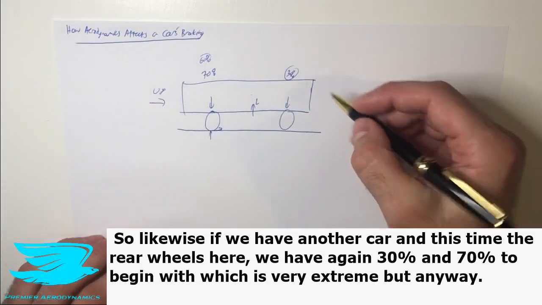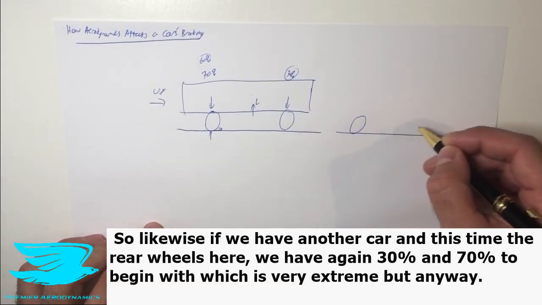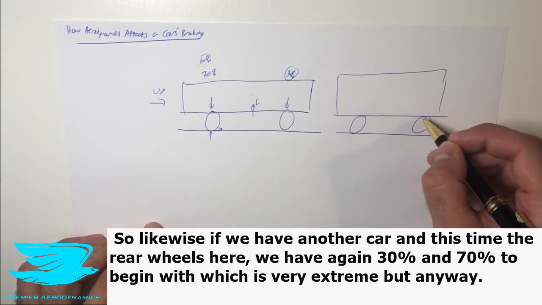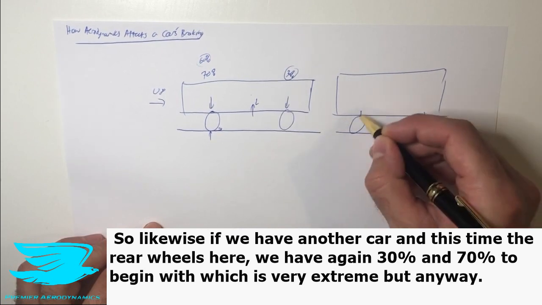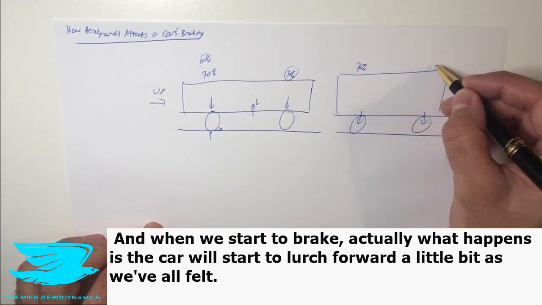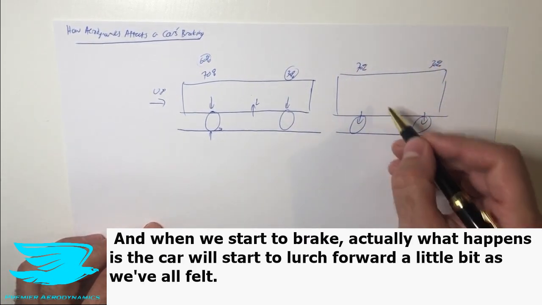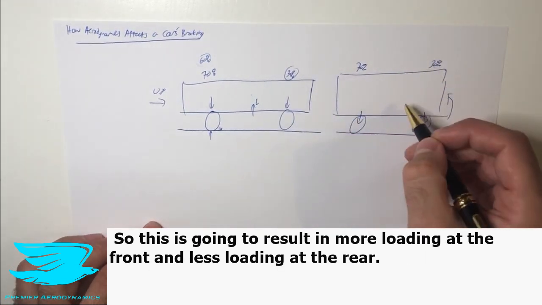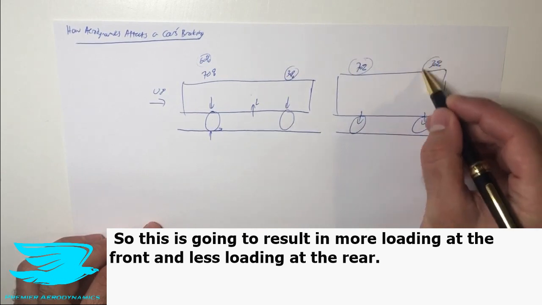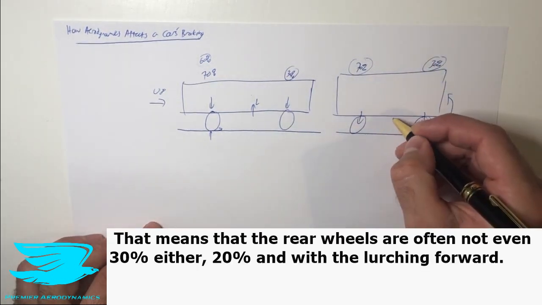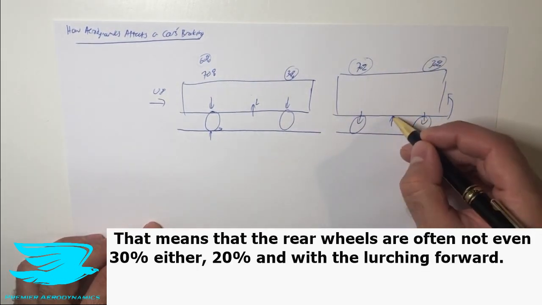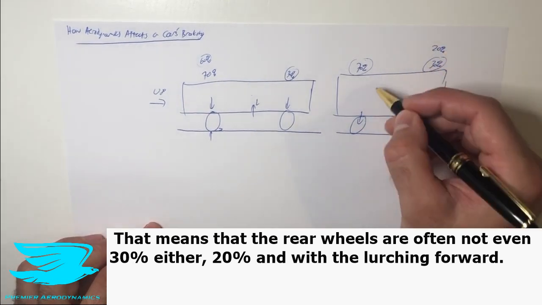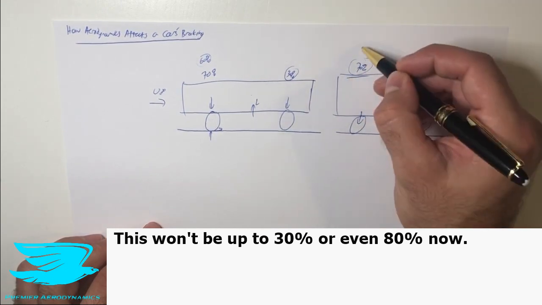So likewise, if we have another car, and this time the rear wheels here, we have, again, let's say it's 30% and 70% to begin with, which is very extreme, but anyway. And when we start to brake, what will actually happen is the car will start to lurch forward a little bit, as we've all felt. So this is going to result in more loading at the front and less loading at the rear. Couple that with the lift, that means that the rear wheels are often not even 30% either, it might be 20%. And with the lurching forward, this might be up to 70% or even 80% now.